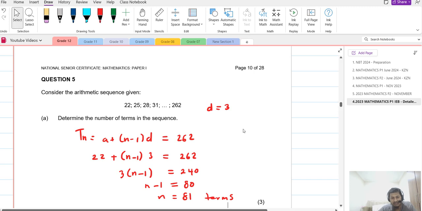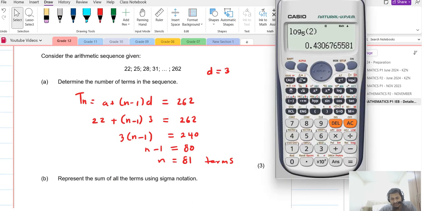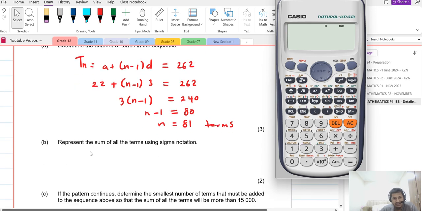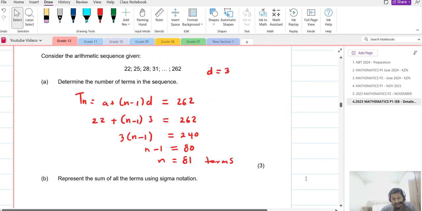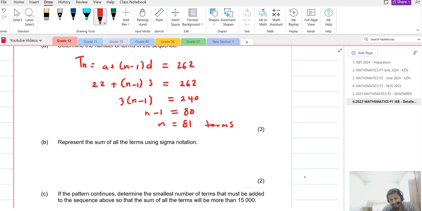Let's see if you can do that. So we've got 262 minus 22, then we divide by 3, and then add 1. That's right. Represent the sum of all the terms using sigma notation. Now how do you write sigma notation? Remember, sigma notation is in this form: Sn is equal to the sum from n equals 1 to n of the Tn formula.